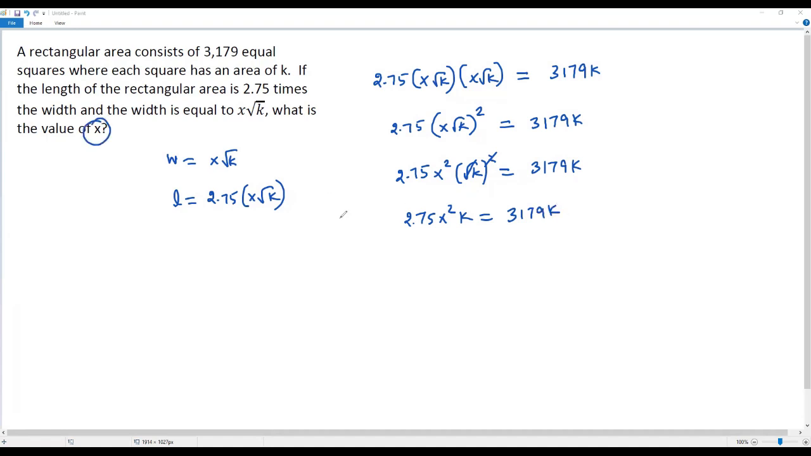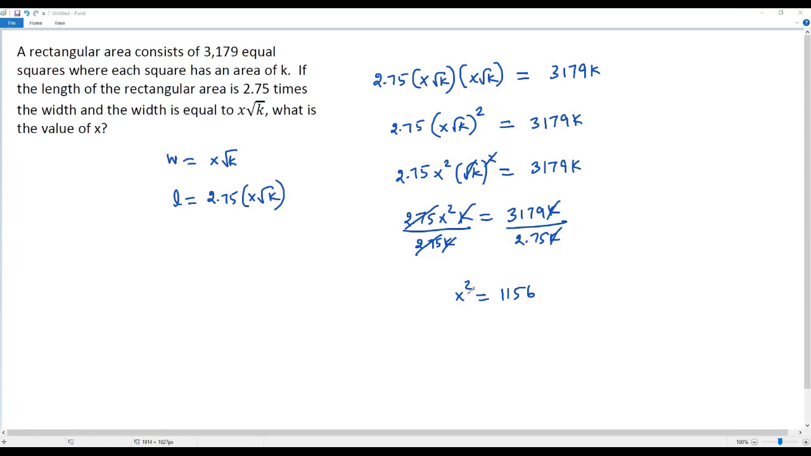And our aim is to get the value of x. So let's isolate x in this equation. We have to get rid of this 2.75 and k. Both of them are multiplied by x squared. So let's divide both sides of this equation by 2.75 times k. Here this 2.75 will cancel, k will cancel, and we get x squared on the left side. On the right side, this k will cancel out. When I divide this value by 2.75, I am getting 1156.